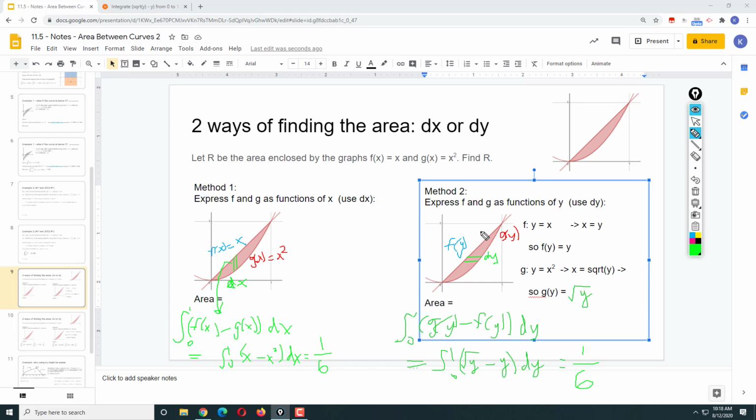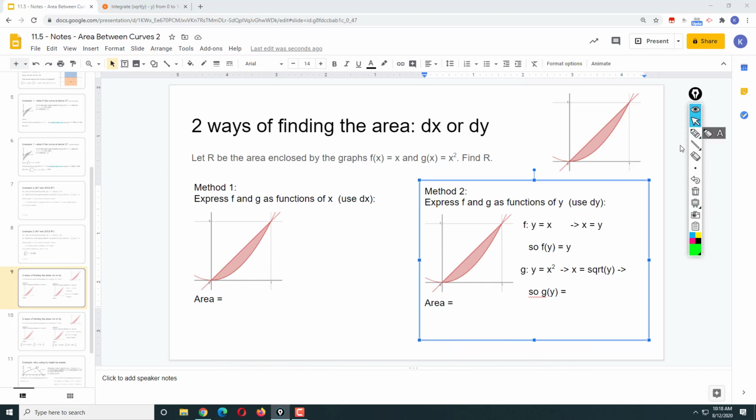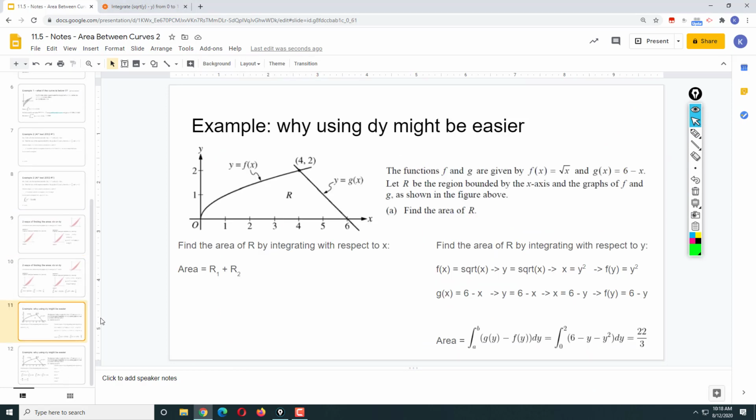So you might ask, why would you ever want to integrate with respect to y? I mean, we have to first change f of x and g of x to f of y and g of y, and that's more work. That's because sometimes it's easier to integrate with respect to y. Here's an example, another MCAS problem. Okay, the functions.